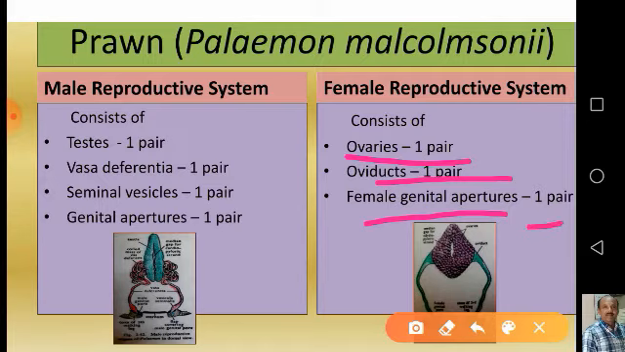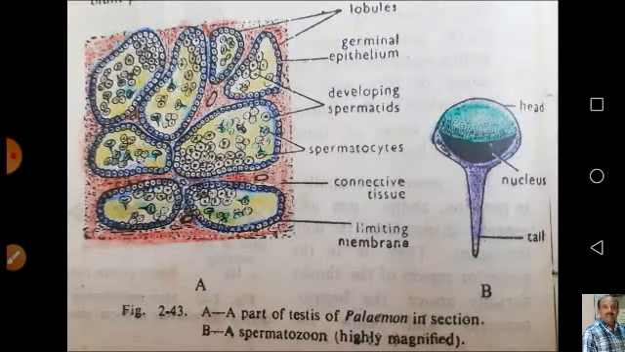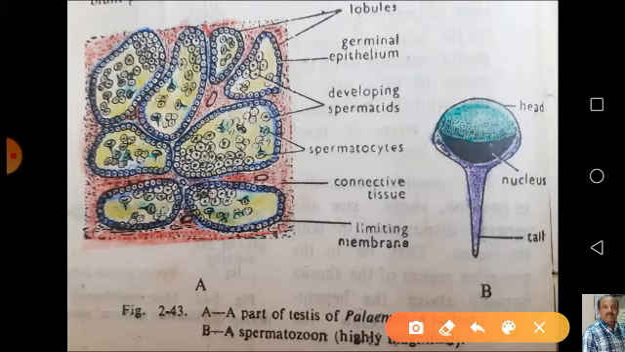Now let us have a look, before going into the female reproductive system, at the detailed inner structure of the testis. As I said earlier, the two testes are soft, white and elongated bodies, and they fuse at the anterior ends to form a common lobe. They enclose in their middle a gap for the passage of the cardiopyloric strand, which I have already discussed. Let us have a look at the internal structure of the testis.